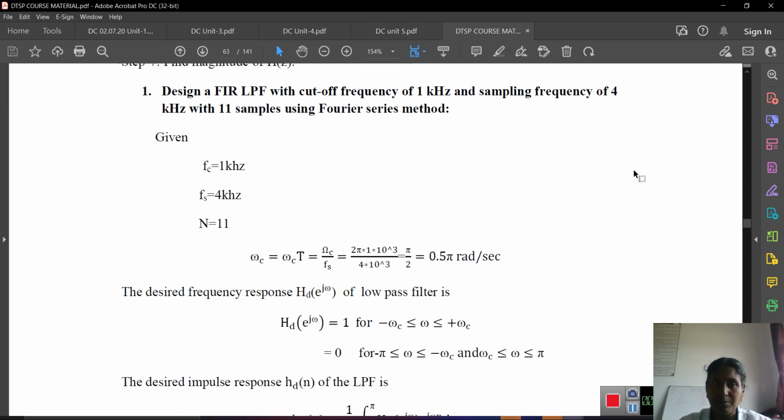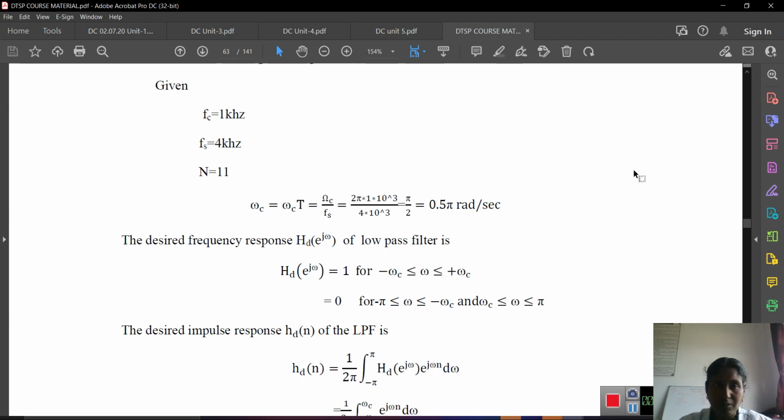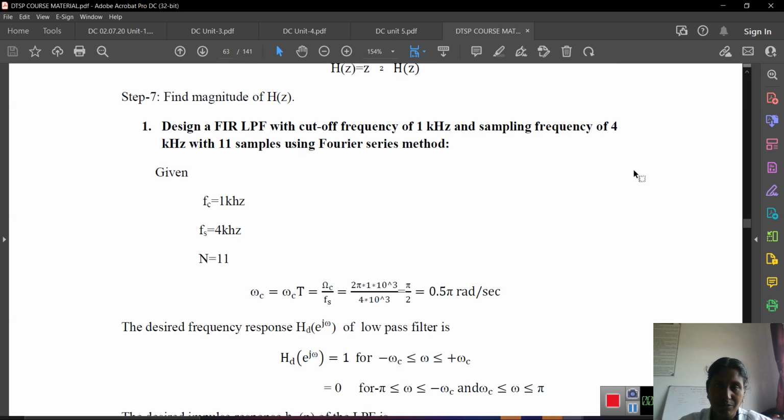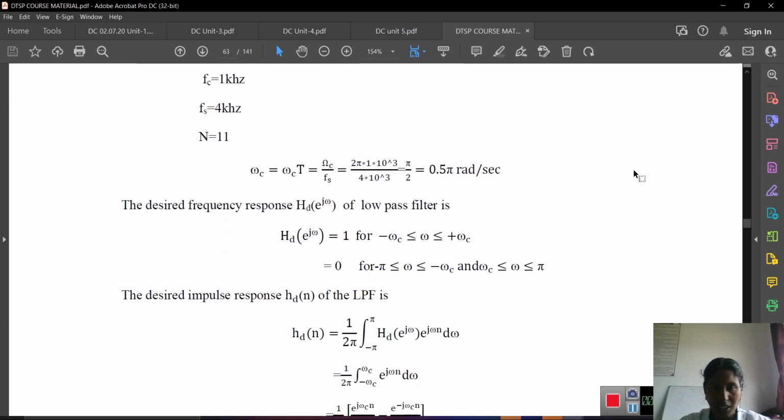Now we see one problem: design an FIR LPF with cutoff frequency of 1 kHz and sampling frequency of 4 kHz with 11 samples using the Fourier series method. Given F_c equals 1 kHz, Fs equals 4 kHz, that is the sampling frequency, and the number of samples N equals 11. ω_c equals Ω_c into T, that is Ω_c by Fs. So we calculate 2π into 1 into 10^3 divided by 4 into 10^3, Fs is available. Finally π by 2, that is 0.5π radians per second.